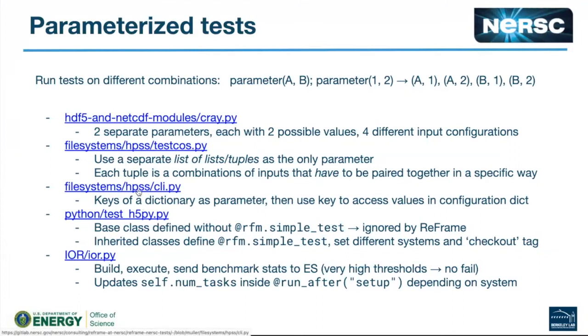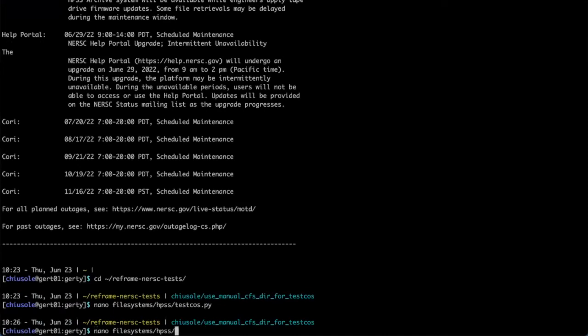I have another test to show you here. It's a set of commands that we want to test. So for example, we do HSI put and HSI get, and we test that the HPSS is able to store and serve the files that we send it. In this case, we use the keys of a dictionary as a parameter, and then we use the key to access the values in the configuration dictionary. So let's see the test briefly, maybe.